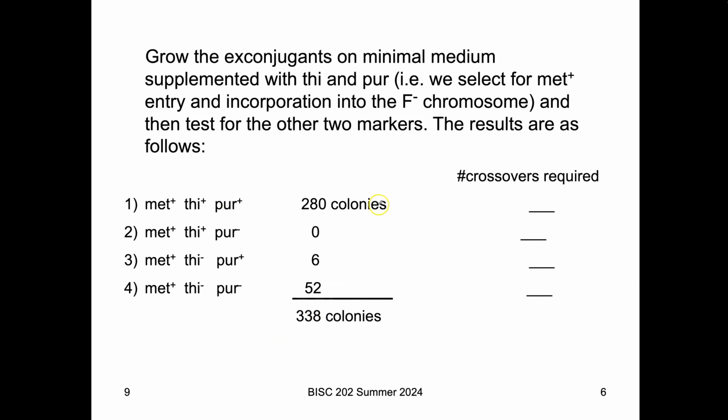And so here are our results. I'm going to stop the video now, but before you start the next one, I want you to note down how many crossovers were required to produce each of these genotypes and see if you can determine the gene order. And then we'll go over that in the next recording.